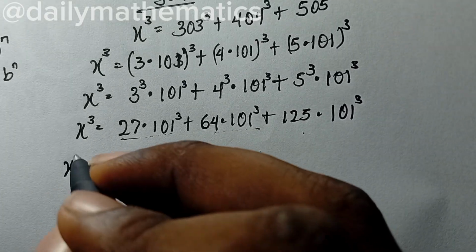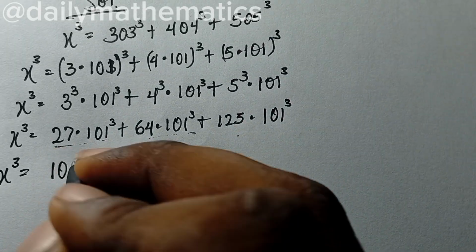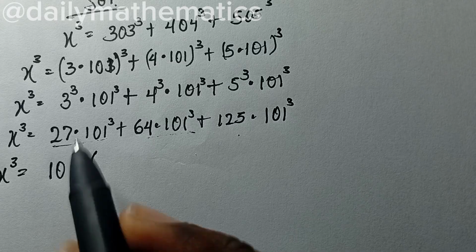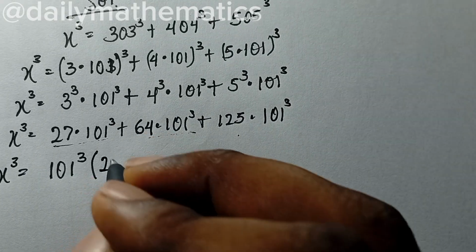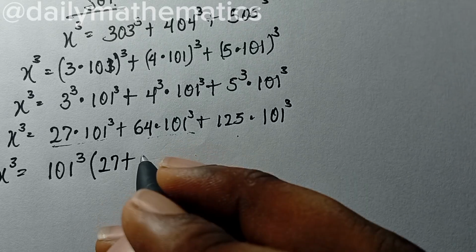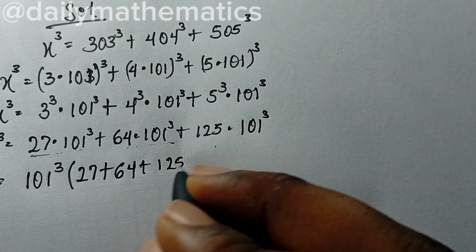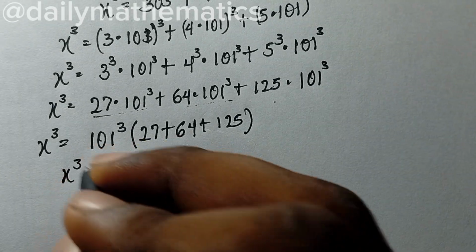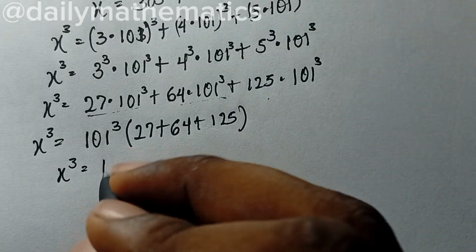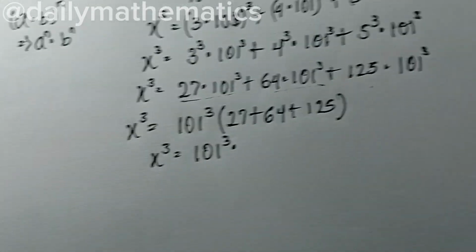So from here we have x cube equals 101 raised to the power of 3, and when we factorize it out, we have 27 here, and then 64 here, and then 125 here. So x raised to the power of 3 equals 101 raised to the power of 3 multiplied by 27 plus 64 plus 125.